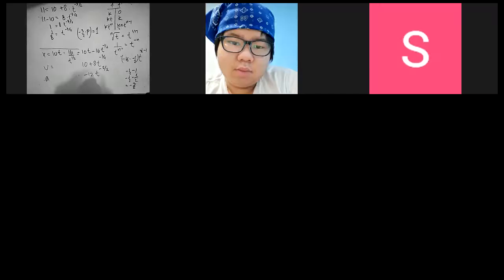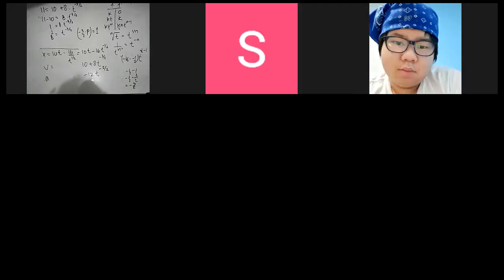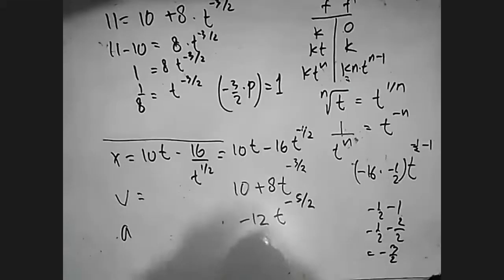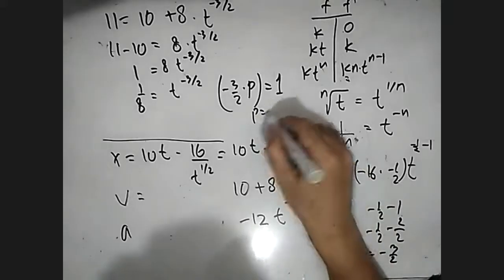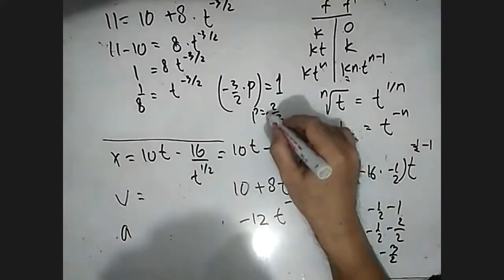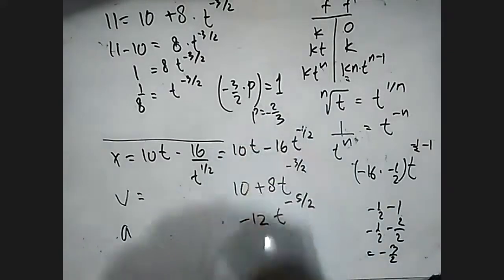Is it 2 over negative 3? Yes, very good. So P is negative 2 over 3. If we multiply, we get 1.